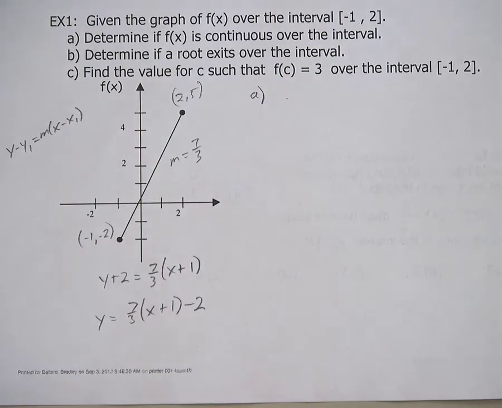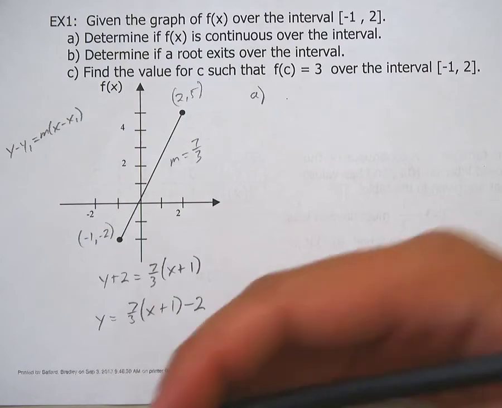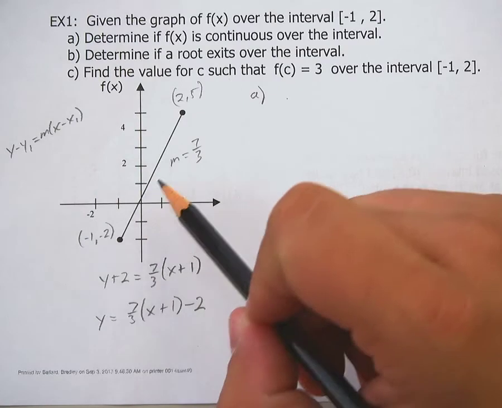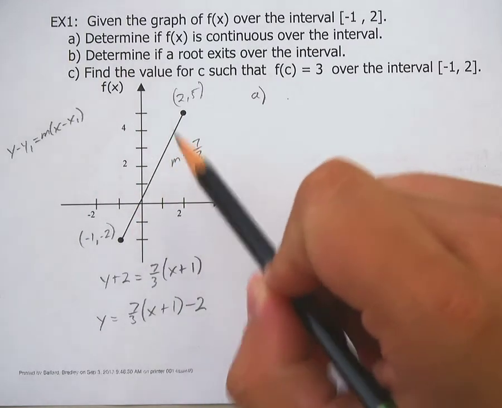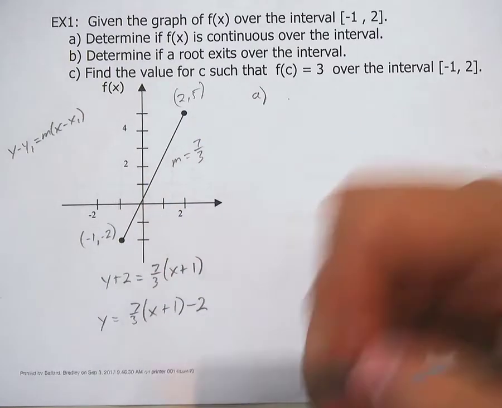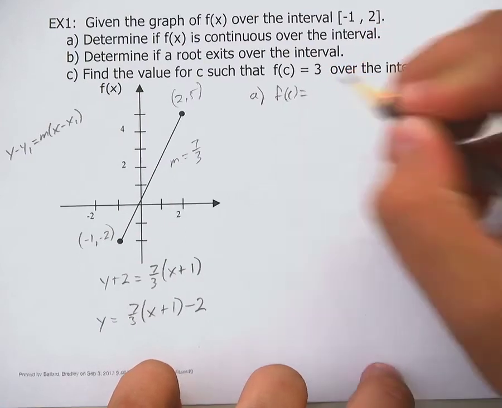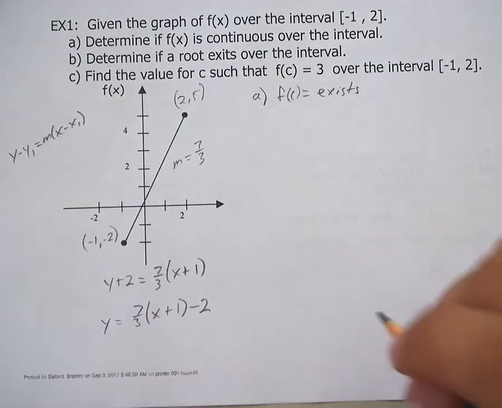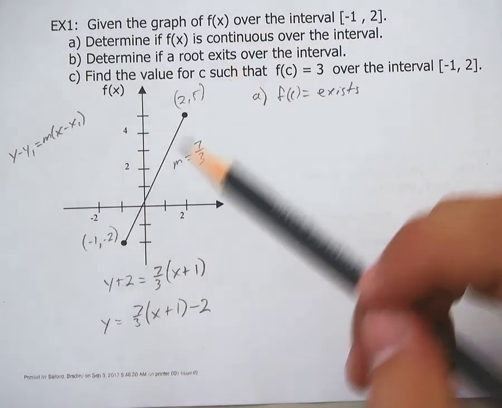Okay, so A says to determine if it's continuous over an interval. Remember, 3 things have to happen. First, f of c has got to be continuous, whatever the value for c is, right? It's got to be continuous. In other words, can I pick any x value in here and have it be continuous? Yes, there's no holes, there's no asymptotes, there's no breaks, none of that. So we can state, just by looking at the graph, that f of c exists. It does exist. I can pick any x I want and I can find a y that's inside of that interval.